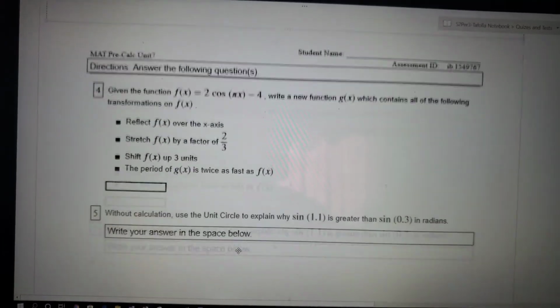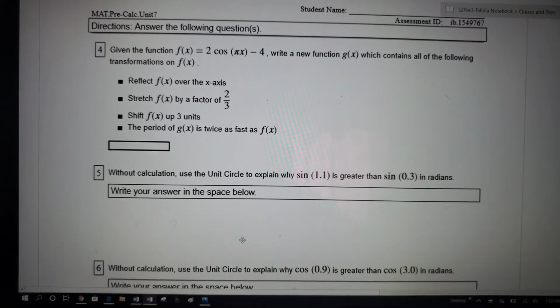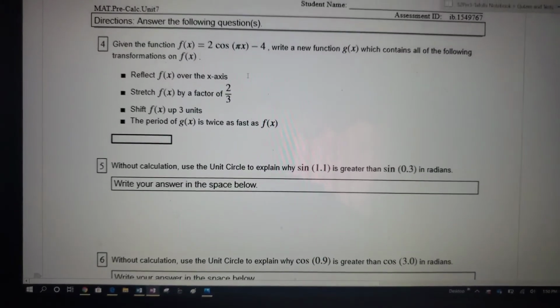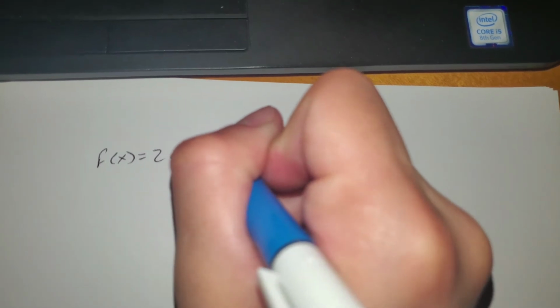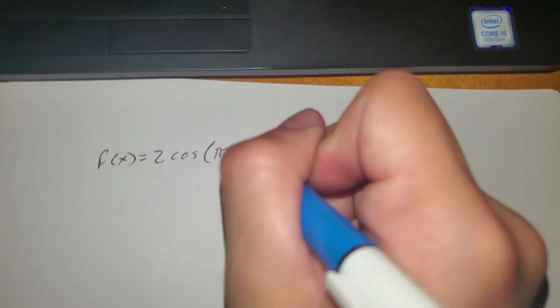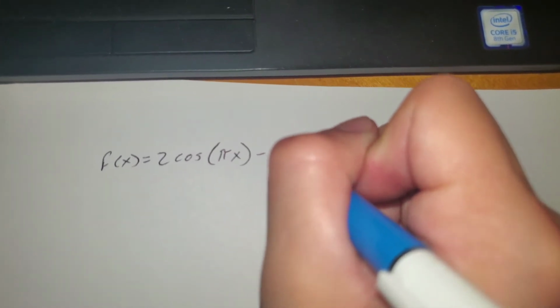Now we have number 4. It says, given the function, write any function g of x which contains all of the following transformations. Okay, so let me use another paper and start writing that on a new piece of paper. So the function is f of x equals 2 times cosine of pi x minus 4.